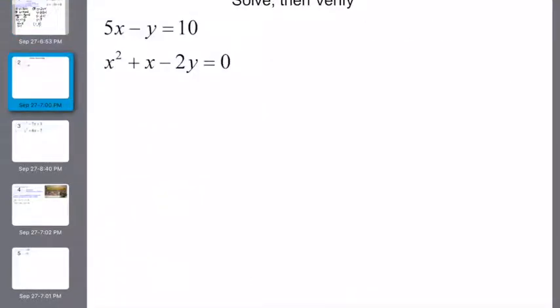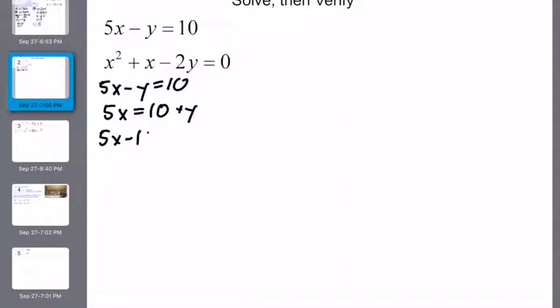This time we are asked to solve and then verify. So let's start off again. At step 1, we want to get either y or x by itself. Usually we want to do this the easiest way possible. So if we look at that first equation, it's going to be pretty easy to get y by itself. So let's go ahead and do that. If we start with 5x minus y equals 10, if we add y to both sides, then we get 5x equals 10 plus y. And then let's go ahead and subtract that 10 from both sides. We get 5x minus 10 equals y.